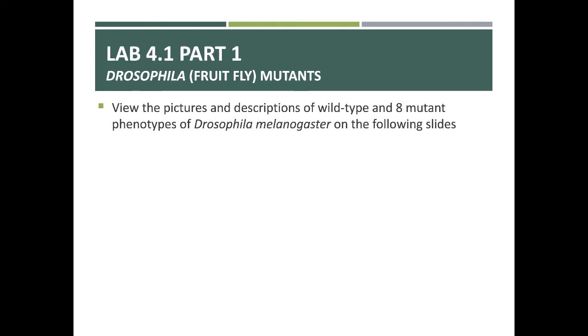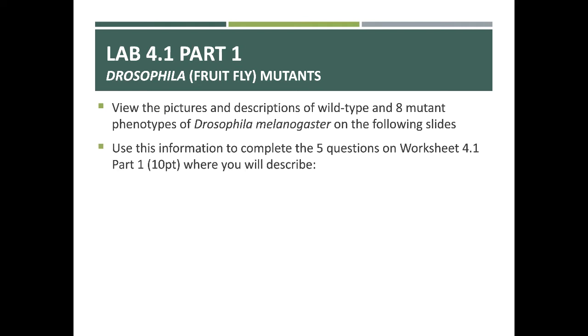Now it's going to be important that you go through this PowerPoint to do the first part of Lab 4.1. In Lab 4.1, you're going to need to describe wild type and mutants, and so you're going to need the next several slides to help you do that. And as I said, you're going to use this information to complete the first 5 questions on worksheet 4.1, and it's worth a total of 10 points.